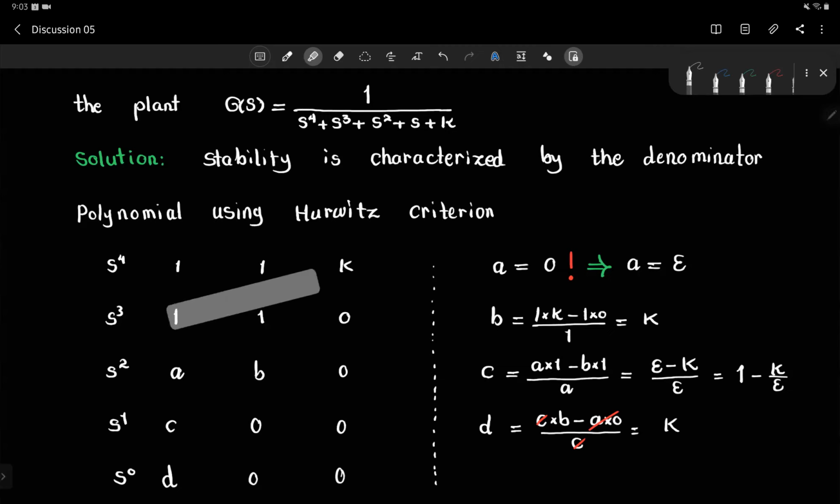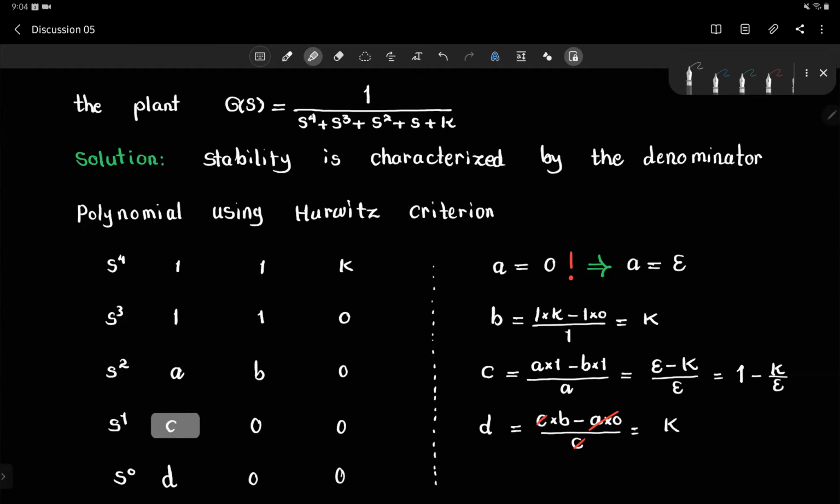So B is 1 times K minus 1 times 0, which is going to be equal to K. Because K is non-zero, this means that this is the second special case. We have to use the epsilon method. So we assume that A is going to be equal to epsilon. Then we continue to fill in the table.